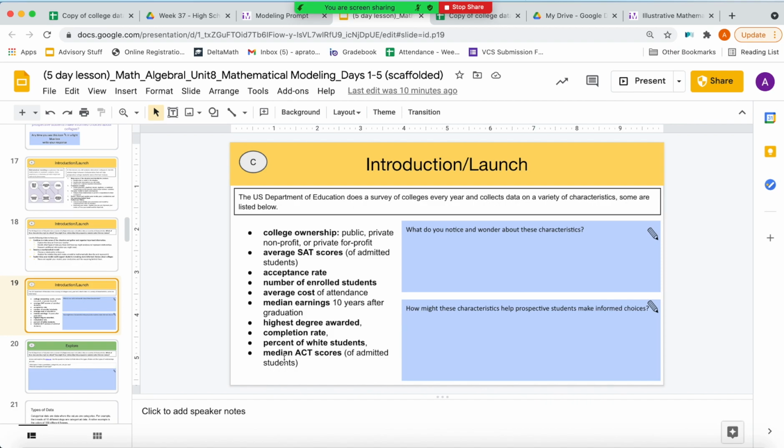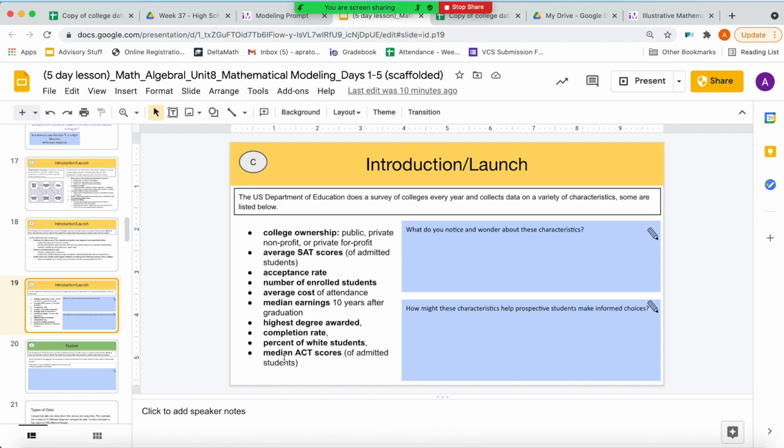So let's get into this introduction. The prompt is, the U.S. Department of Education does a survey of colleges every year and collects data on a variety of characteristics. Some are listed below. I'm just going to go through and give you a quick summary of what each of these words means so that you can help answer the questions in the next few slides.